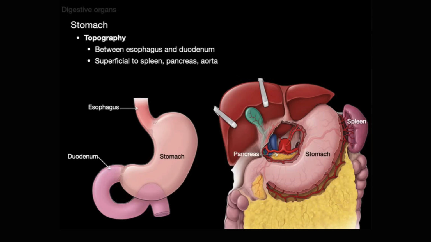Let's get into it. A little bit to know about the stomach is it actually lies between the esophagus and duodenum itself, and it's anterior to the aorta and pancreas, but medial to the spleen itself.